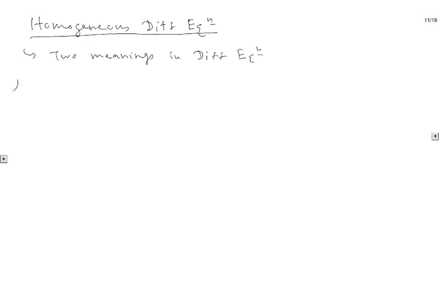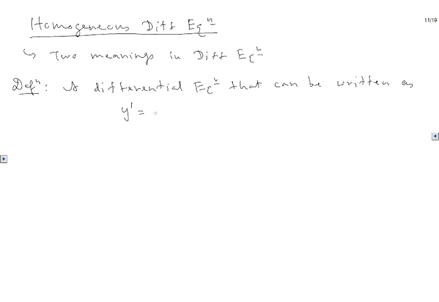So let's talk about the definition. A differential equation that can be written as y prime, the derivative, as a function of y over x. So if you can write the first derivative as a function of y over x, you call it a homogeneous differential equation.